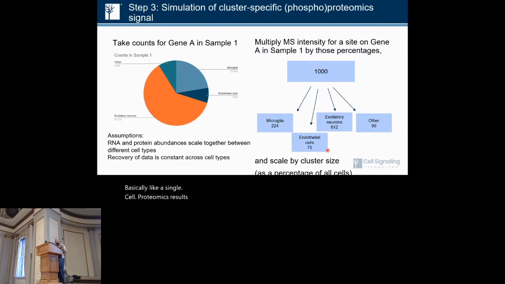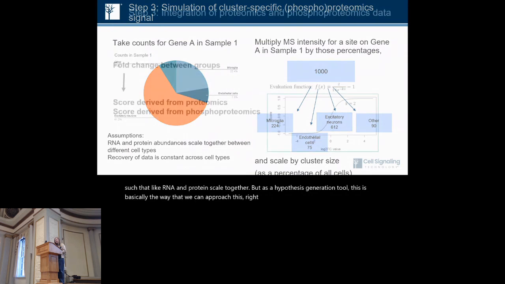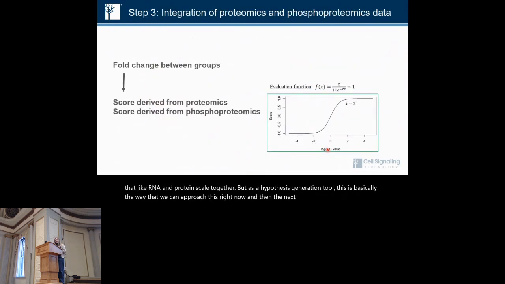This relies on a few assumptions which are not really true exactly, such as that RNA and protein scale together. But as a hypothesis generation tool, this is basically the way that we can approach this right now. And then the next step is to integrate in this proteomics data by calculating a fold change between the groups in our cell type of interest, and then using the same evaluation function to derive a score for the proteomics and for the phosphoproteomics.